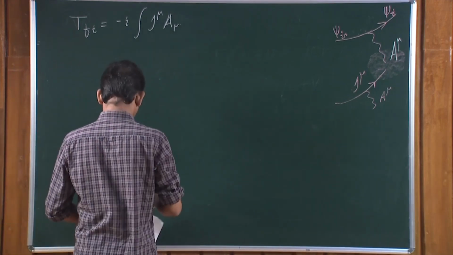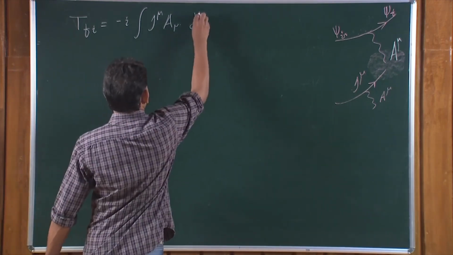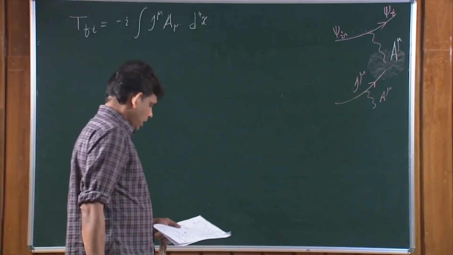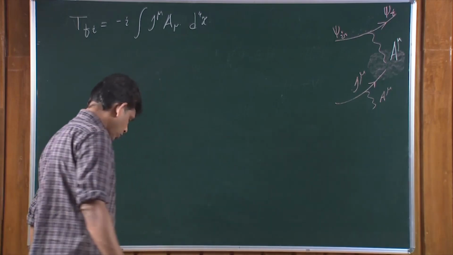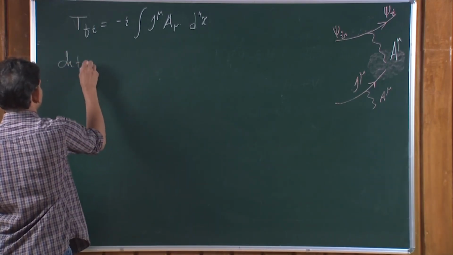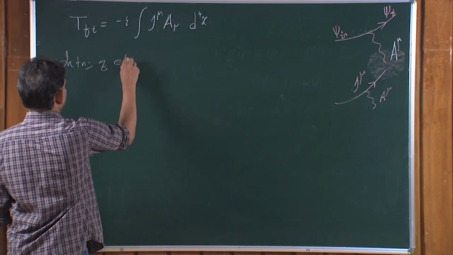Of course, we have integrated over the spatial volume. How do we represent the interaction of two charged particles? Interaction of electron with electron.